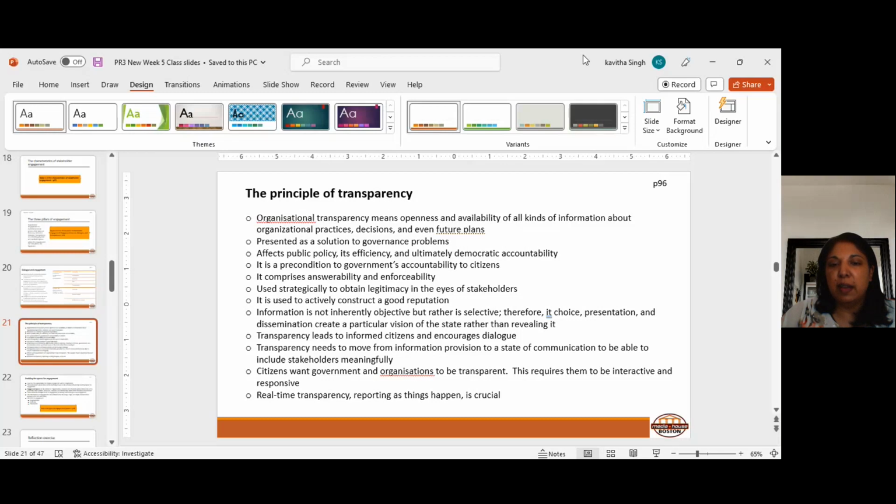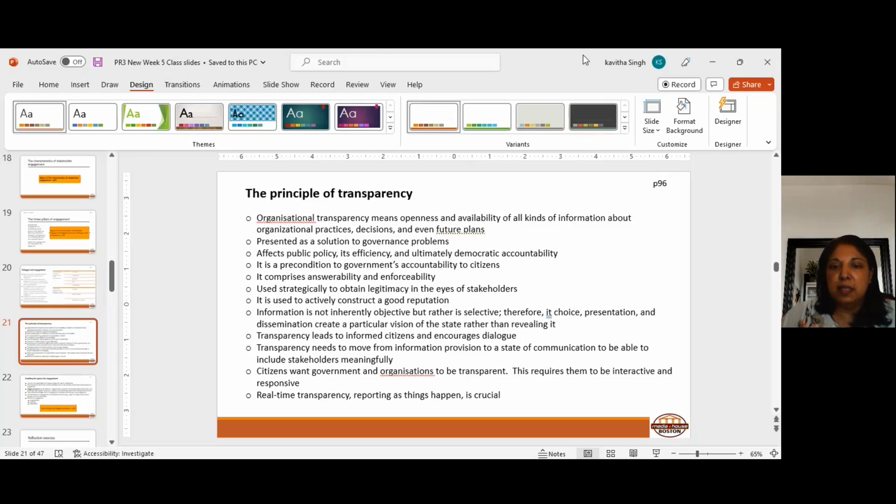It is a precondition to government's accountability to citizens. It comprises answerability and enforceability. It's used strategically to obtain legitimacy in the eyes of stakeholders. It is used to actively construct a good reputation, right? Information is not inherently objective, but rather is selective. Therefore, its choice, presentation, and dissemination create a particular vision of the state rather than revealing it.